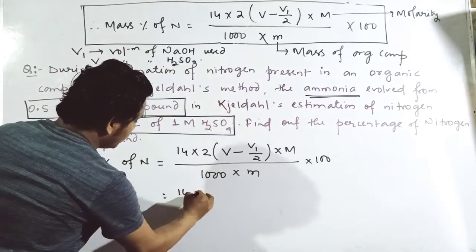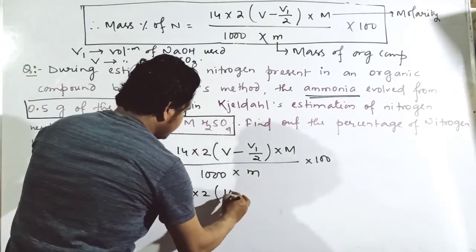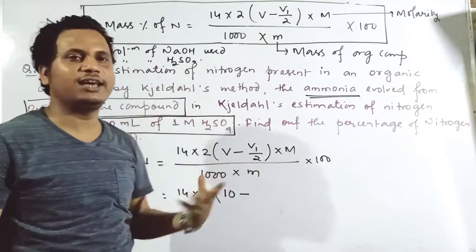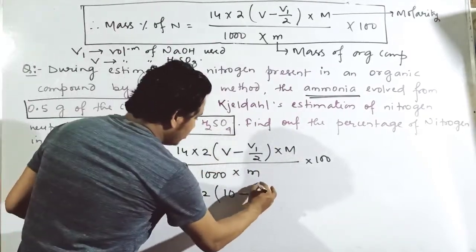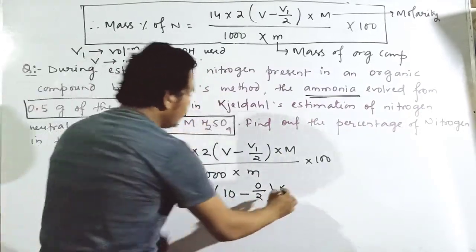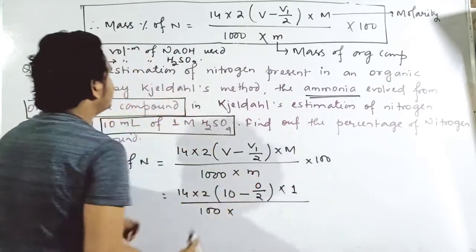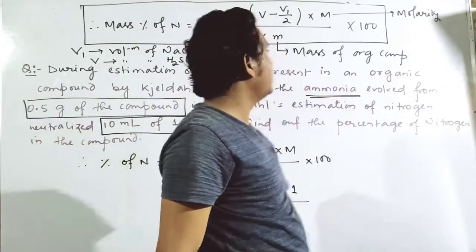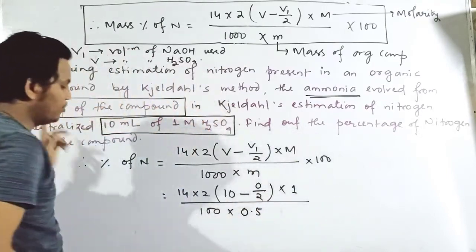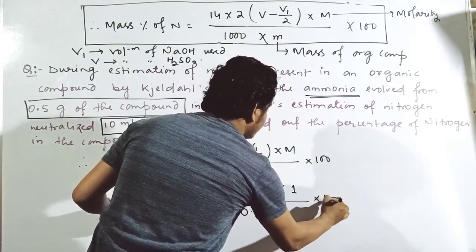This is equal to 14 into 2. V, the volume of sulfuric acid, how much? 10, minus V1, the volume of NaOH. So in this question NaOH is not there, so NaOH volume is not used. Molarity, how much molarity is there? 1 by 1000 into M. What is M? M is the mass of the organic compound. What is the mass? 0.5. So 0.5. Now multiply all these, and into 100 is there.